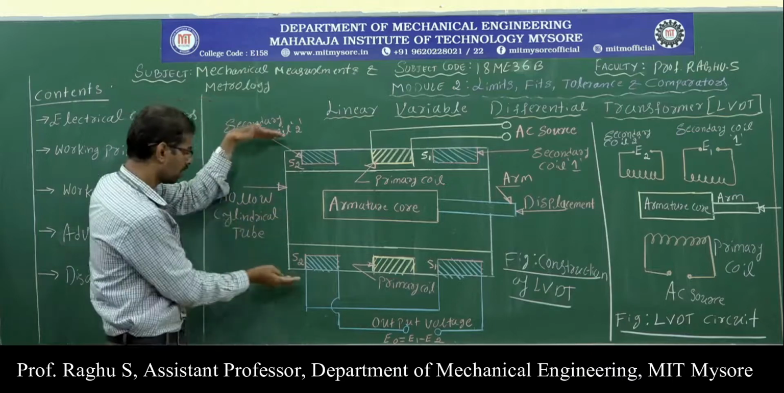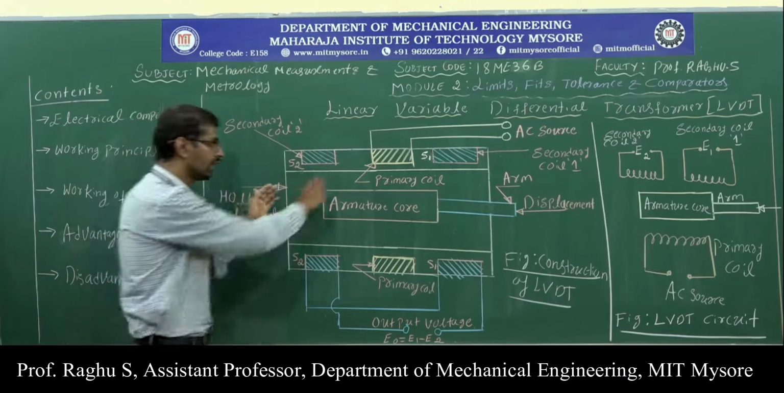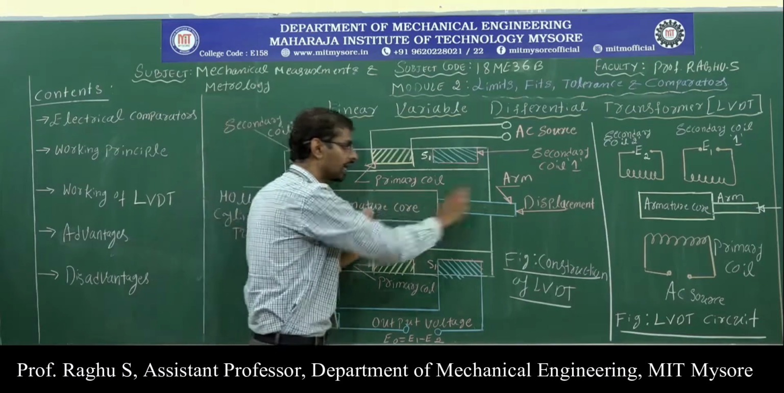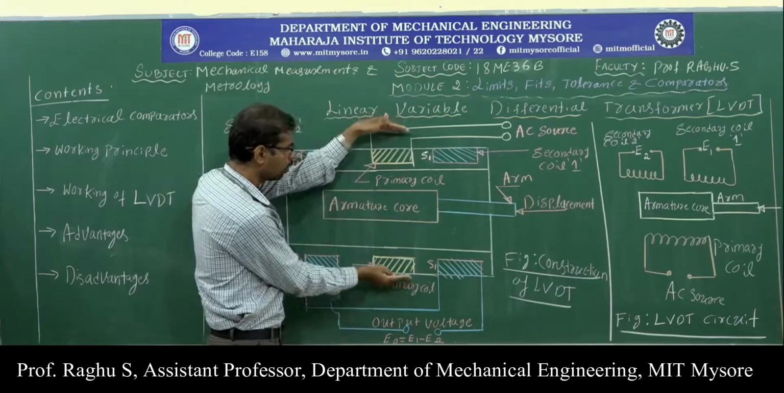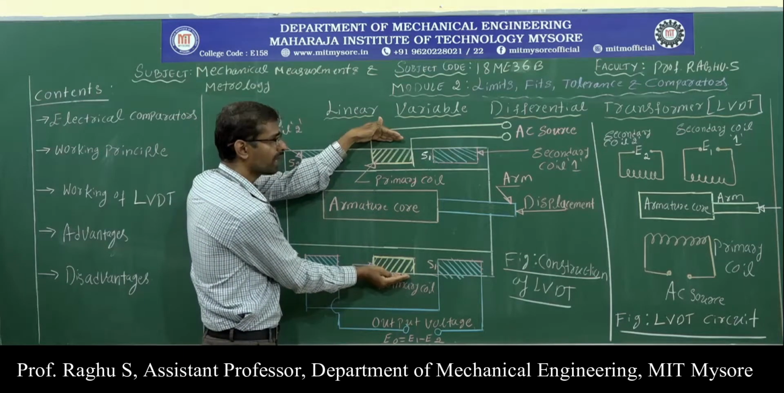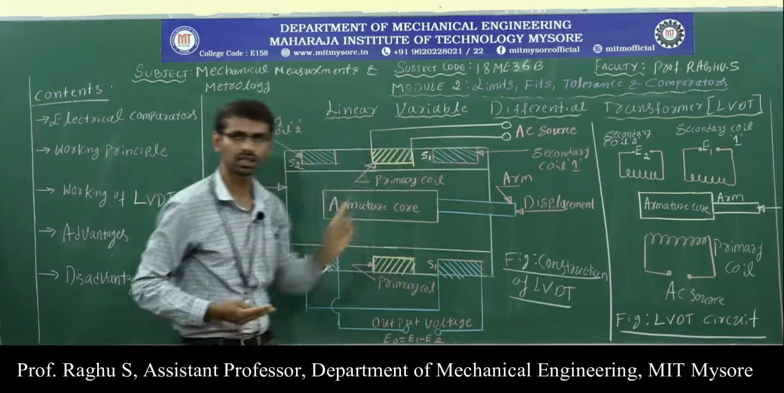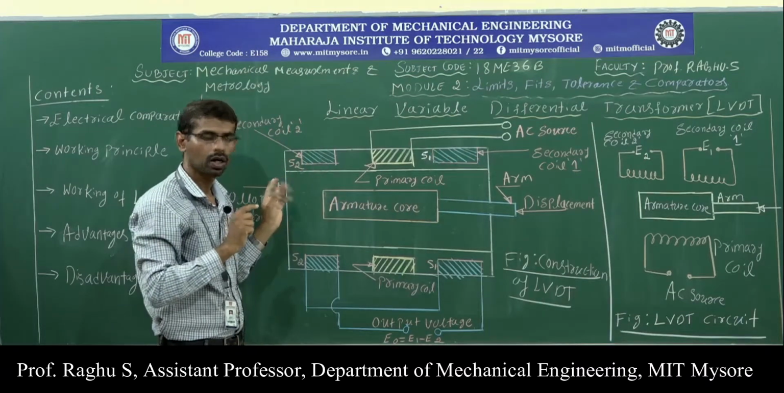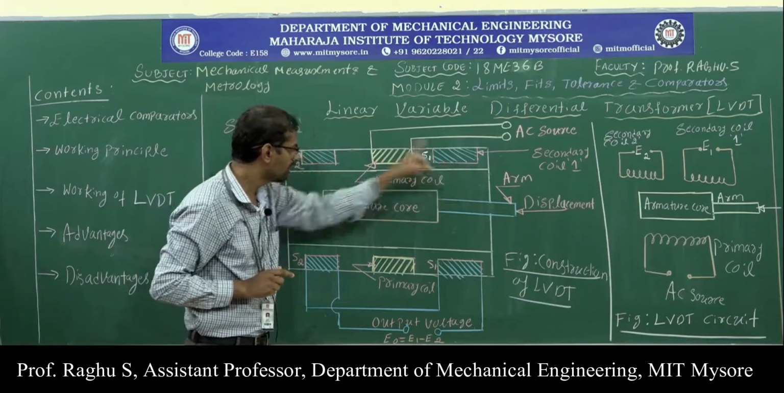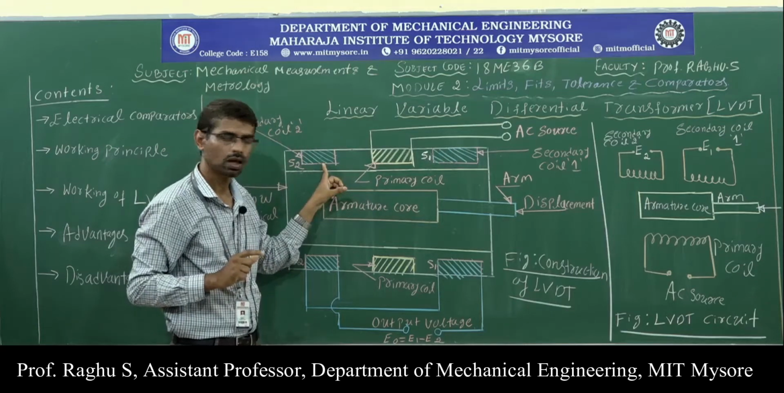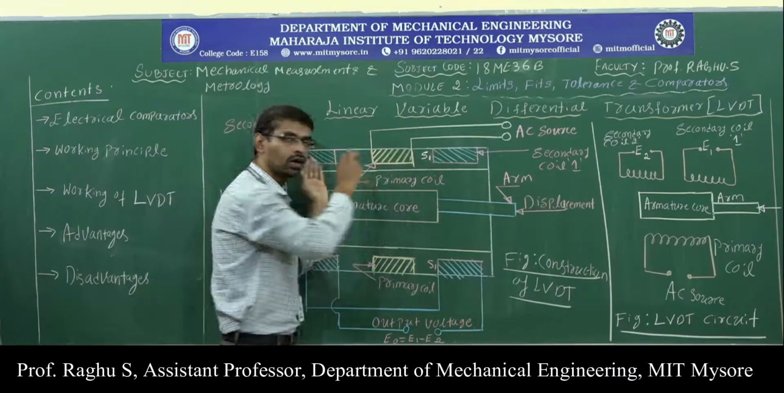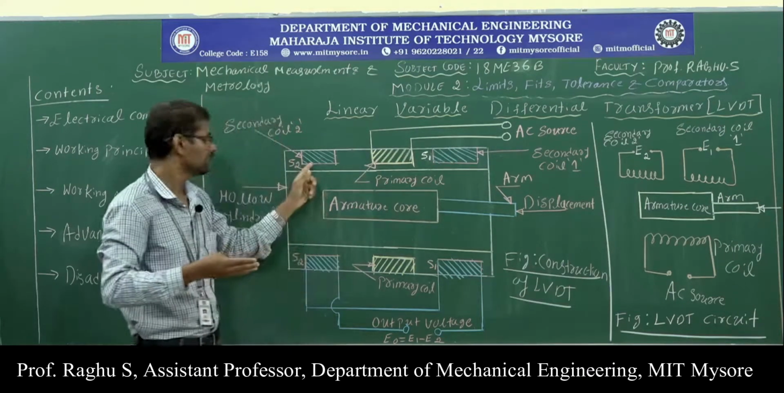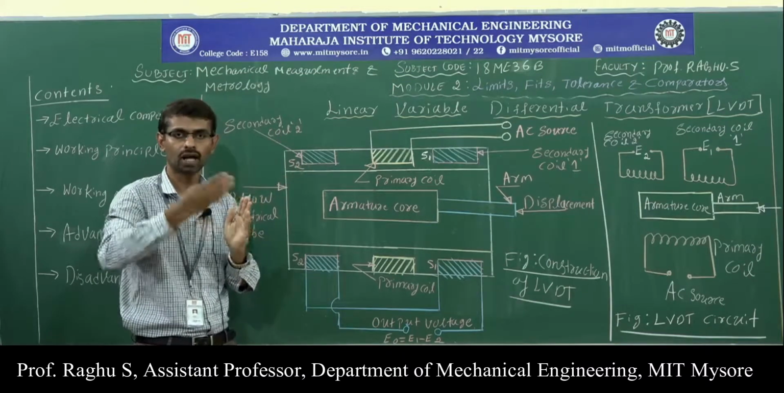Once again I will repeat. Here we have a hollow cylindrical tube. Inside the hollow cylindrical tube you have a movable iron core. This movable iron core is connected to an arm. At the center of the tube we have the primary coil. This primary coil is connected to an AC source. Then two secondary coils are placed at the sides of the tube. The number of turns in secondary coil 1 is equal to secondary coil 2. The two secondary coils are wound in opposite directions, meaning if S1 is wound in clockwise direction, then S2 must be wound in the opposite, anti-clockwise direction.